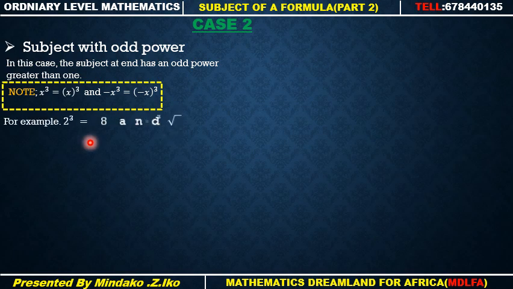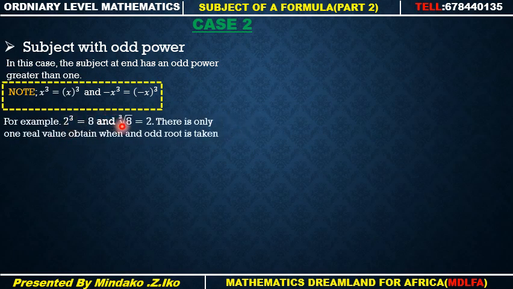So let me say we have 2 cubed equals 8, and if you take the cube root of 8, we are going to have 2. Now it is important to know that there is only one real value obtained when an odd root is taken. We are going to see where this point is very important. So let's look at some examples.